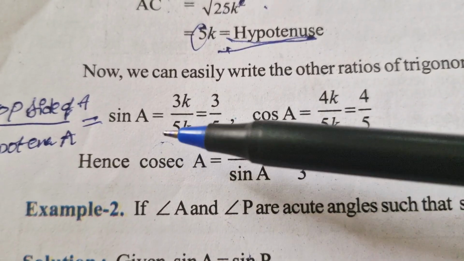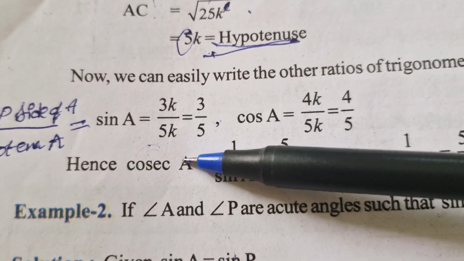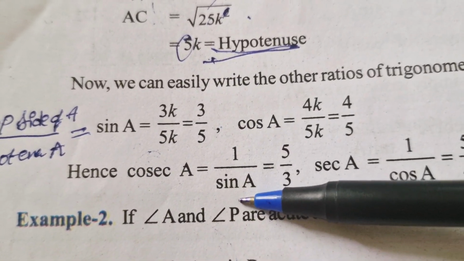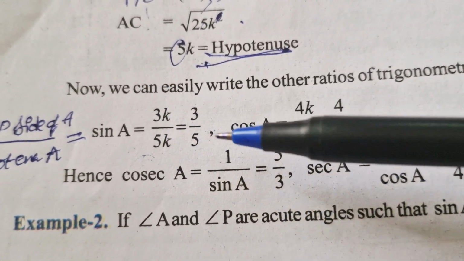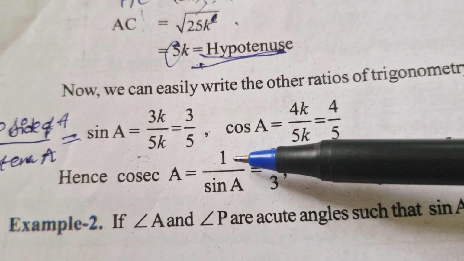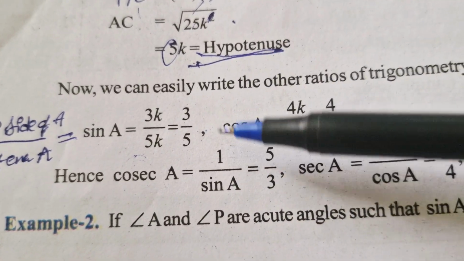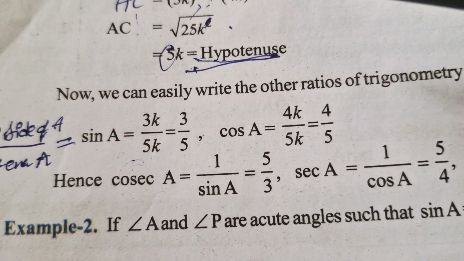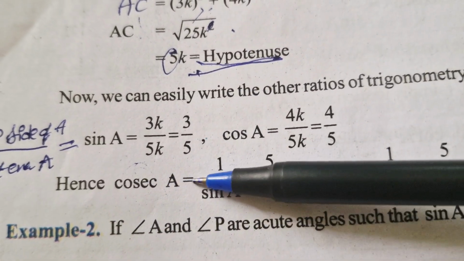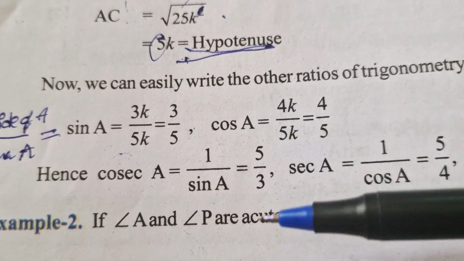Cosecant A is equal to 1 by sin A. That means cosecant A is the reciprocal of sin A. So it is 5 by 3.